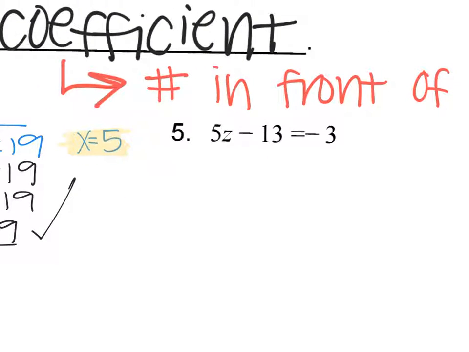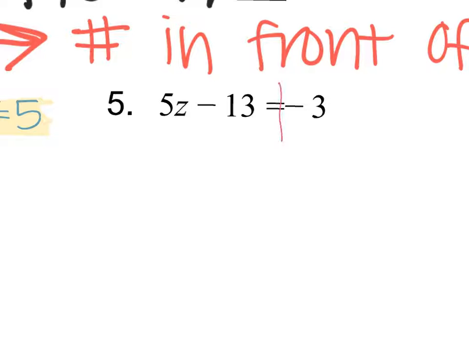Let's look at this next one. 5z minus 13 equals negative 3. So again, I'm going to draw my line. That's step one. Draw the line. This time my variable is a z. So I'm going to make this my z side and this my everything else side.